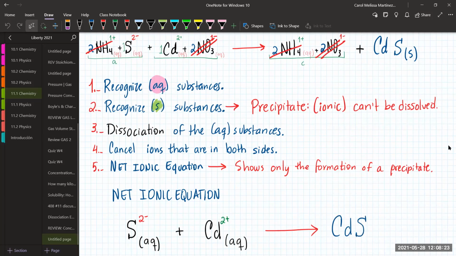And because it is a precipitate, we need to show the physical state of the substance. Now, question, do I need to write the charges above? No, because it cannot be dissolved. Exactly. You cannot write the charges because it cannot be dissolved. So it means that it is a compound. It's not being dissolved, so it is a compound. And all compounds have charge equals 0. So here the precipitate has no charge.